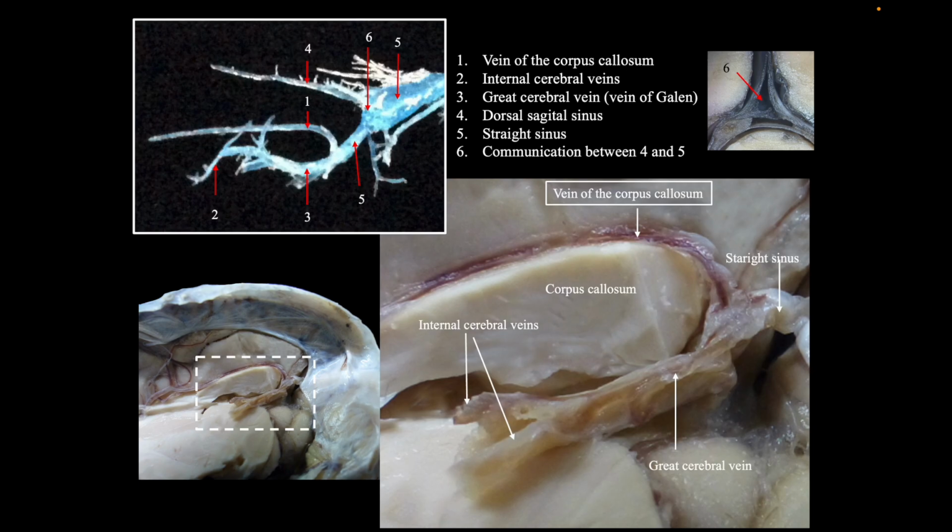So to understand that, this is a corrosion cast. In this case it was from a cat. So you can see the vein of the corpus callosum marked with number 1, and marked with number 2 are the internal cerebral veins that join in order to form the great cerebral vein or vein of Galen, number 3. They join the vein of the corpus callosum and form the straight sinus that is marked with number 5.